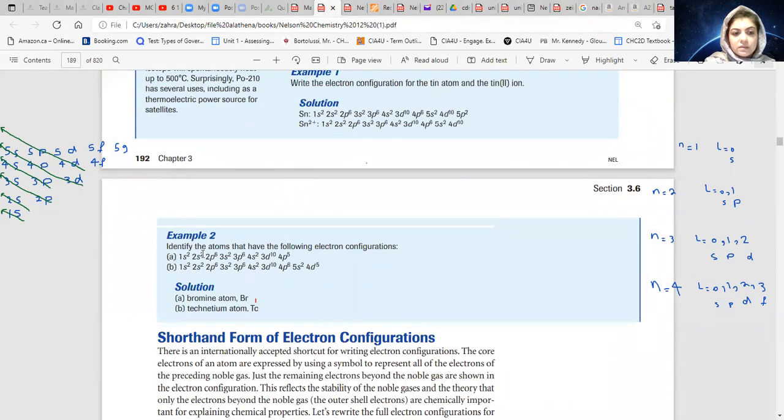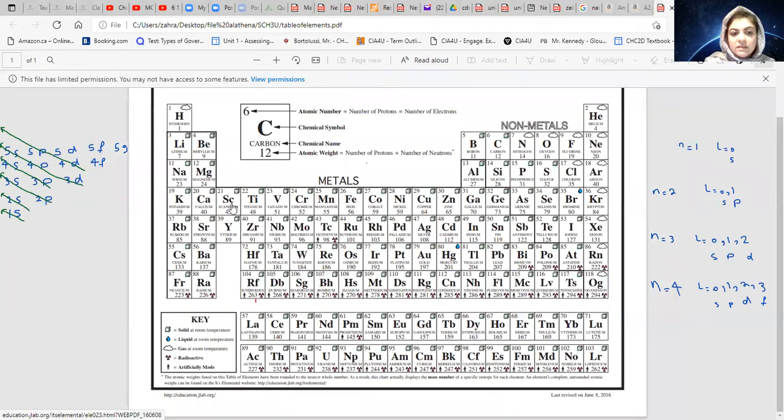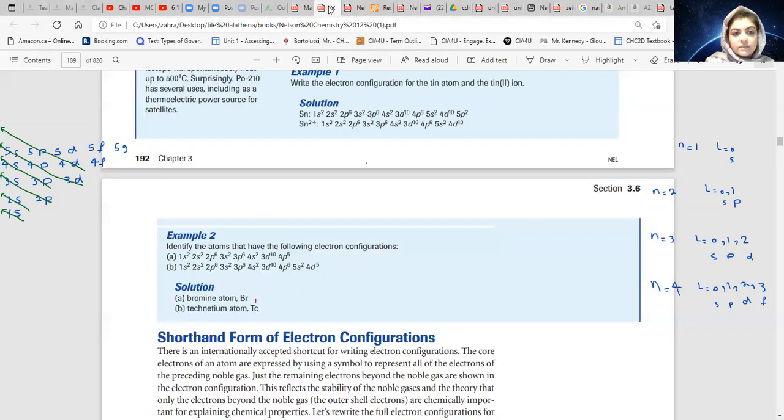Next question said, this one is ending 4d5. 4d is going to be in this middle. For d, it should be one more than that, right? 1, 2, 3, 4, 5. This is d, I have to add 1. So it's going to be 5. So it's going to be 4d, it's going to be here. 4d5. 1, 2, 3, 4, 5. So it's going to be Tc. Let's see the answer. Yes, Tc.